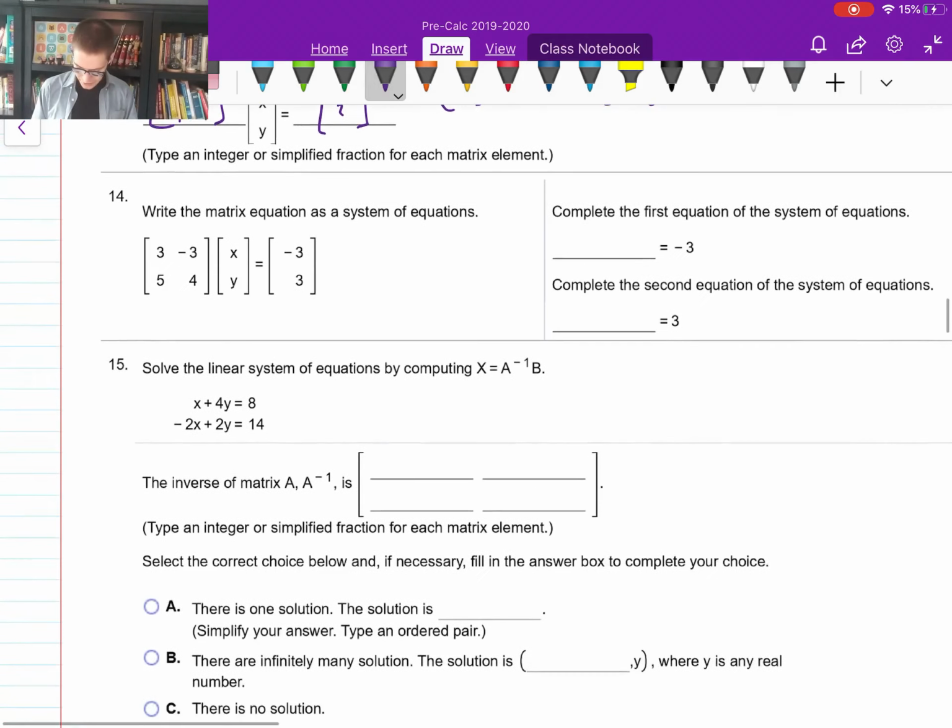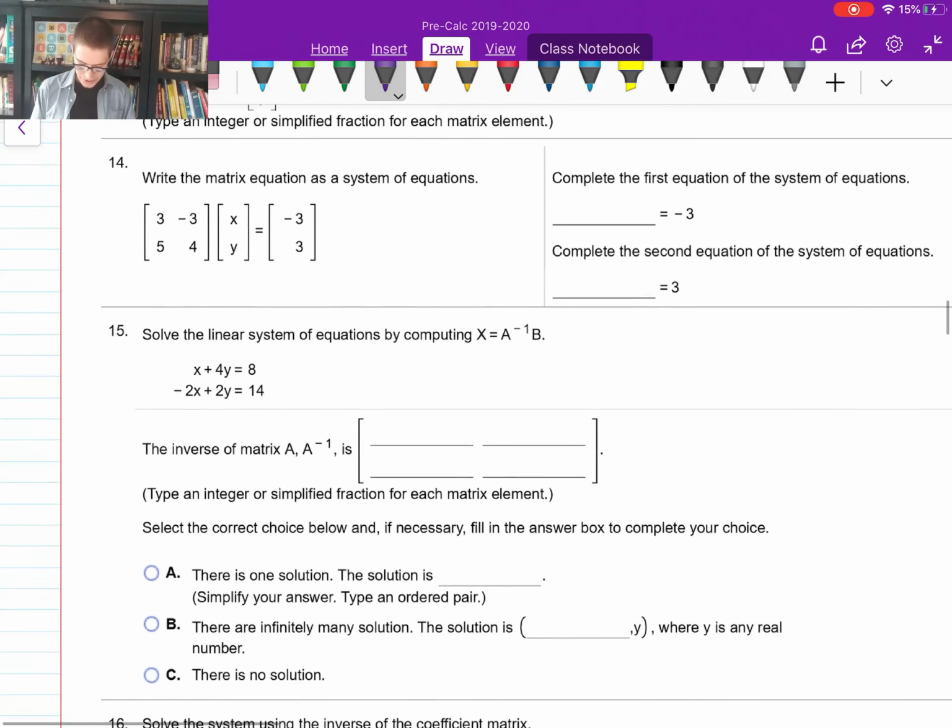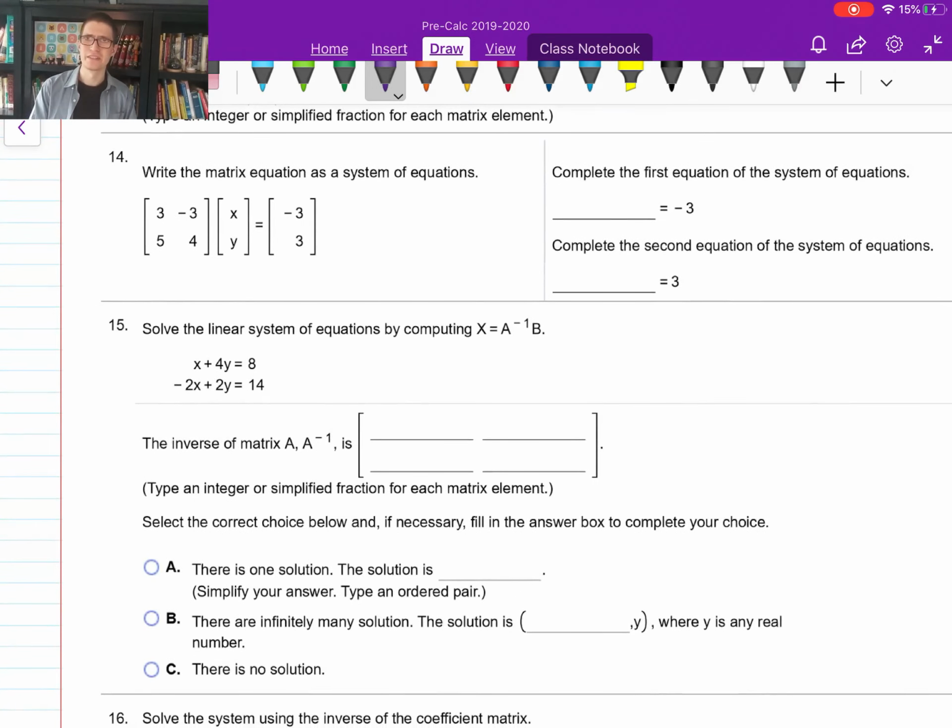Okay, 14. Write the matrix equation as a system of equations. Simple enough process here as well. We're just doing the exact opposite. So if we multiply the matrix A times matrix X, if you actually do that multiplication out, you would get 3x minus 3y, and on the bottom you'd get 5x plus 4y. And then the answer is the same, -3 and 3.